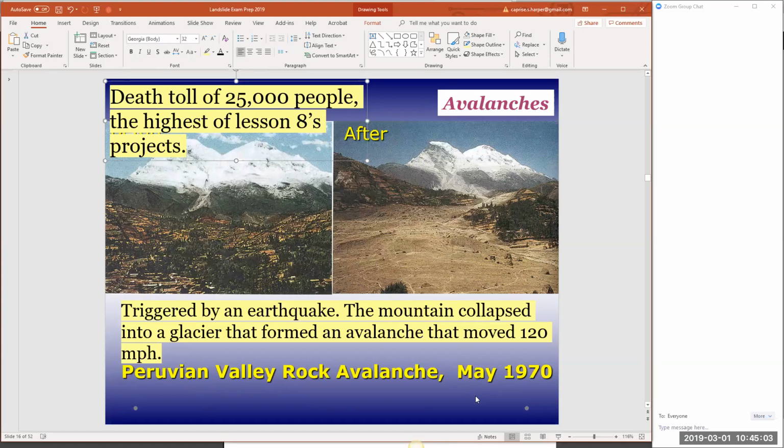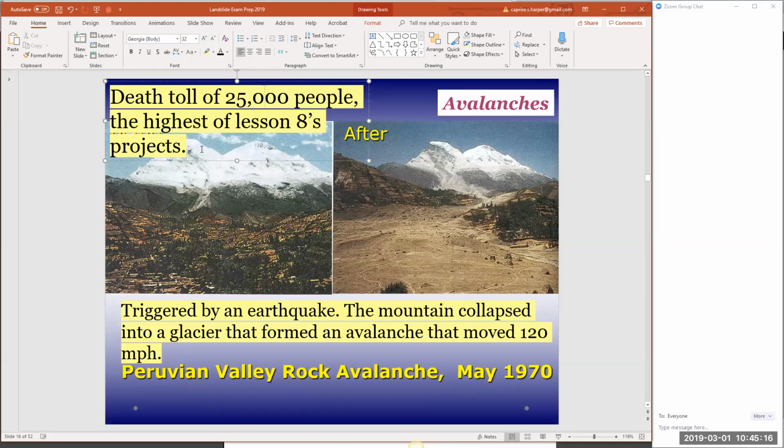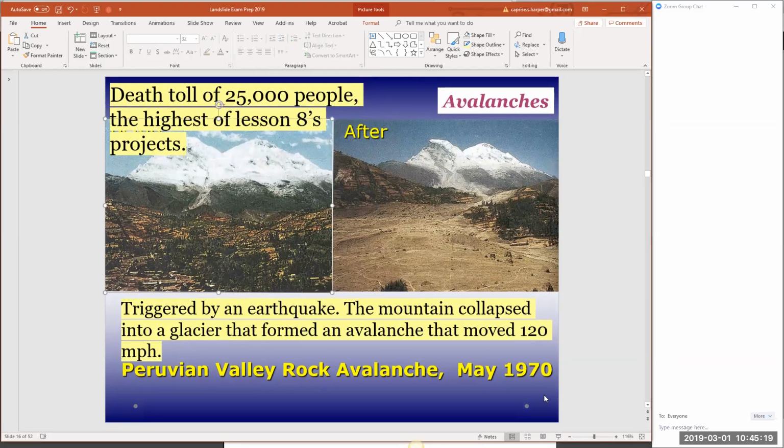Anyway, 1970. This is a really interesting case study to learn about, and I hope you enjoy learning about this one. There were several miracles that happened. The death toll was horrible, but many children survived. And anyway, I don't want to give too much away.